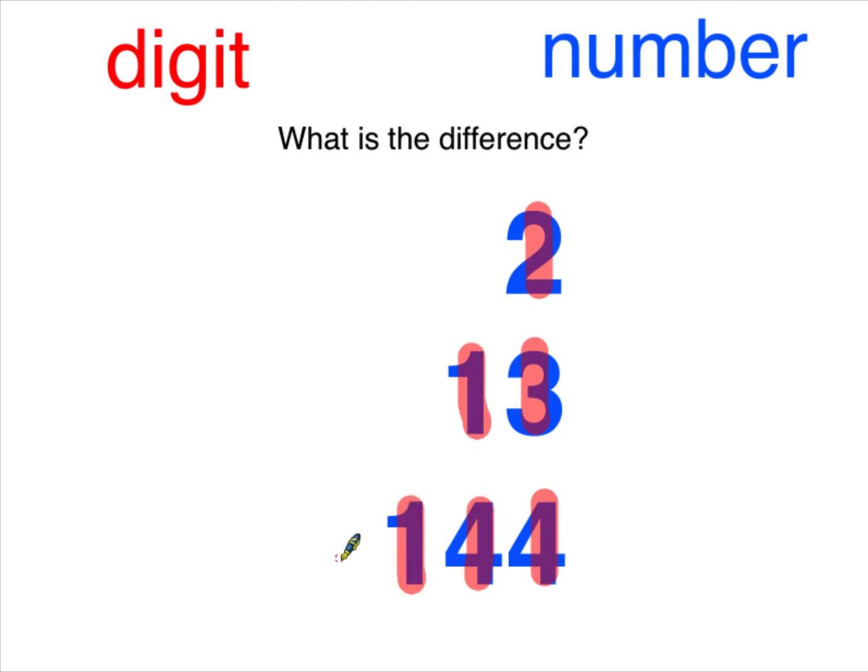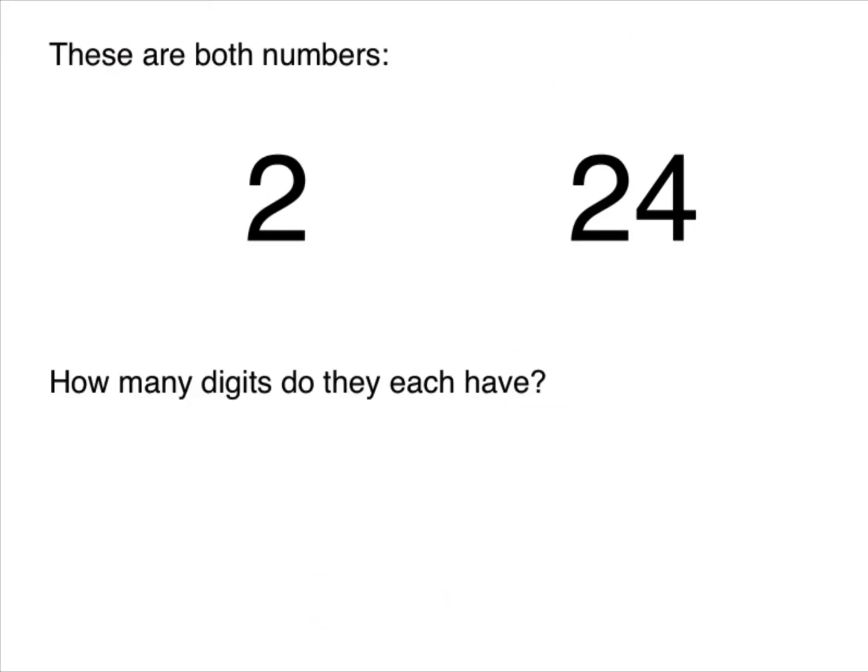And the digits have names. These are ones digits at the end. And then these are tens digits. And then these are hundreds digits. And the next would come thousands digits. So let's say that this is 3,144. And they're always in the same order. Ones, tens, hundreds, thousands. So these are numbers, 2 and 24. 2 has 1 digit, 24 has 2 digits, the ones and the tens.